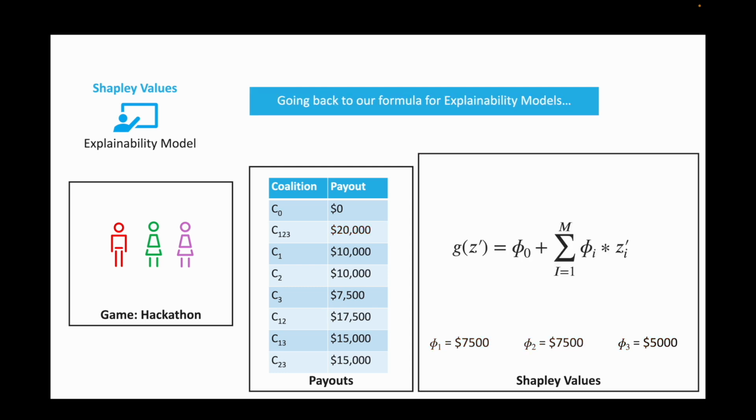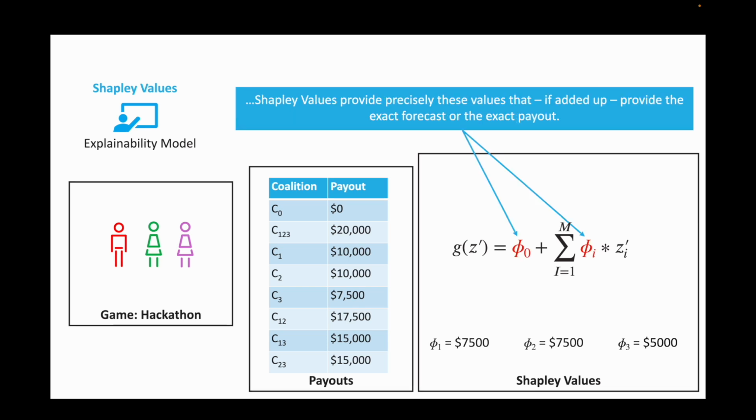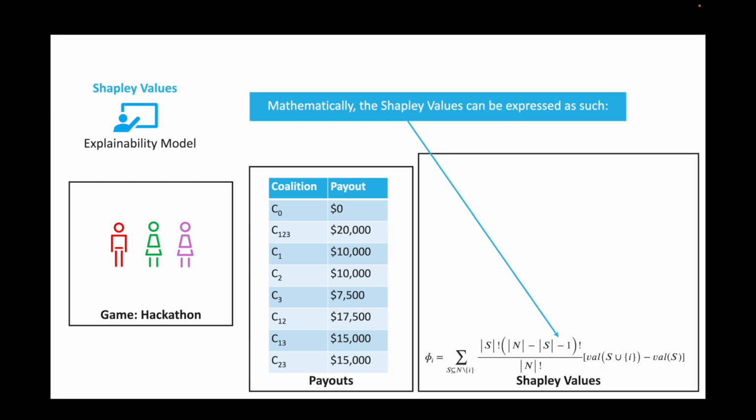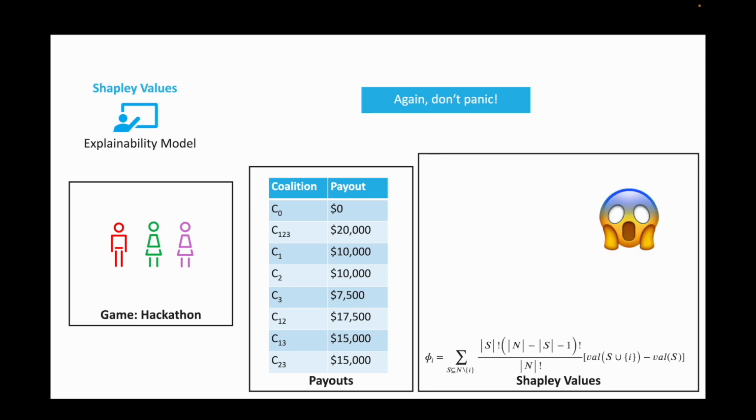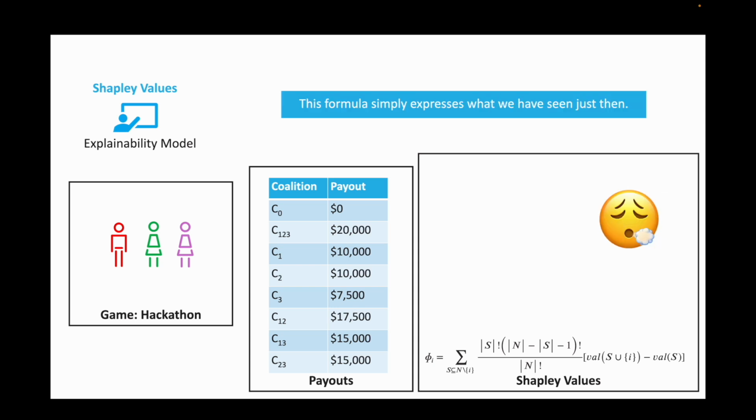Going back to our formula for explainability models, Shapley values provide exactly these values that, if added up, provide the exact forecast or the exact payout. Mathematically, the Shapley values can be expressed as such. Again, don't panic. This formula simply expresses what we have seen just then.